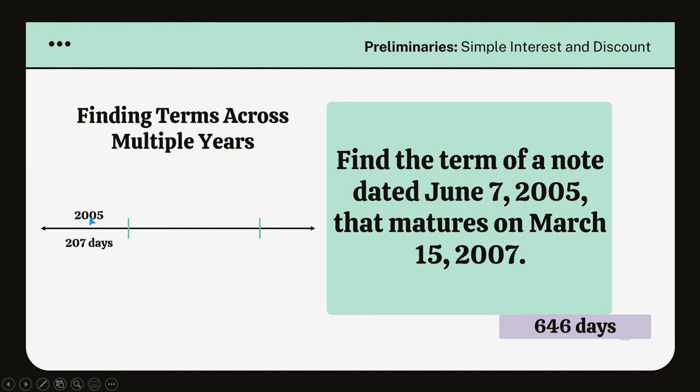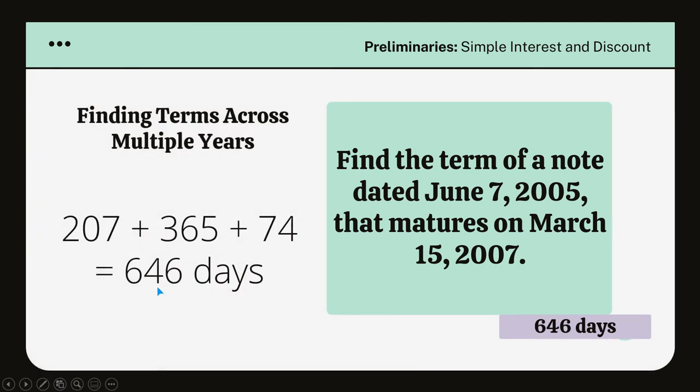So in 2005, from June 7, 2005, that's 207 days. Ibig sabihin, mula June 7 papuntang December 31. Within 2006, that's 365 days. And then within 2007, from January 1 to March 15, that's 74 days. Okay? So when we add them all together, we will get 646 days.